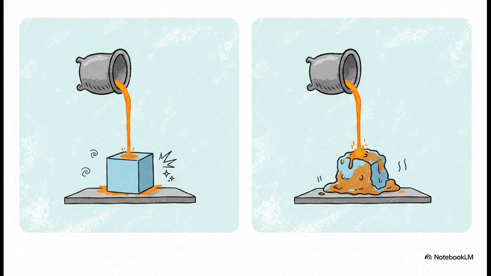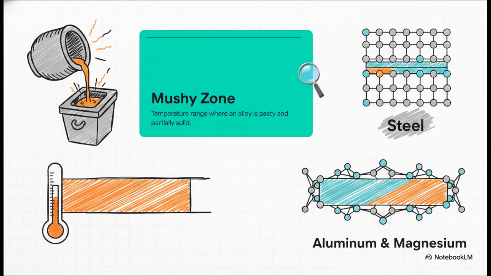They don't just snap from liquid to solid. They enter this strange, weird middle ground. Believe it or not, engineers actually call this middle ground the mushy zone. I know, it's a funny, highly memorable thermodynamic term, but it's incredibly serious business. The mushy zone is the temperature range where the alloy is in a pasty state, part liquid, part solid.